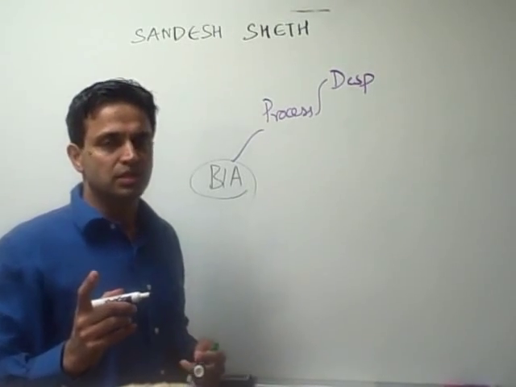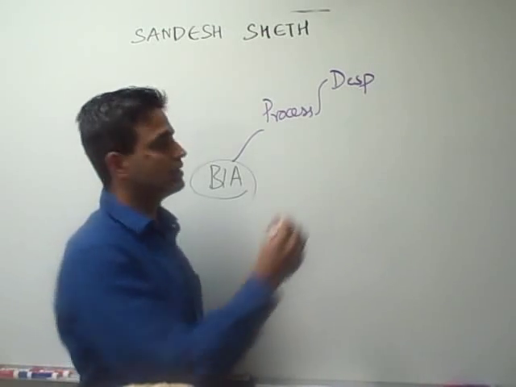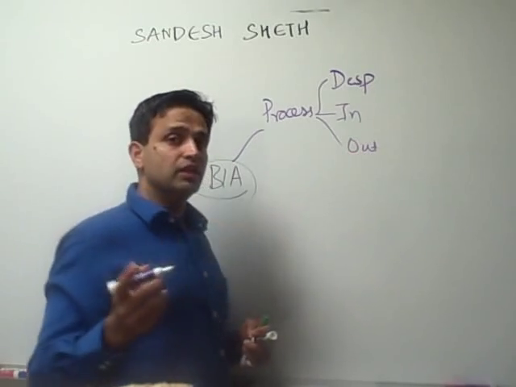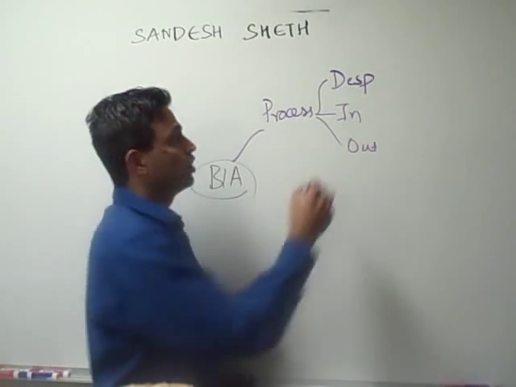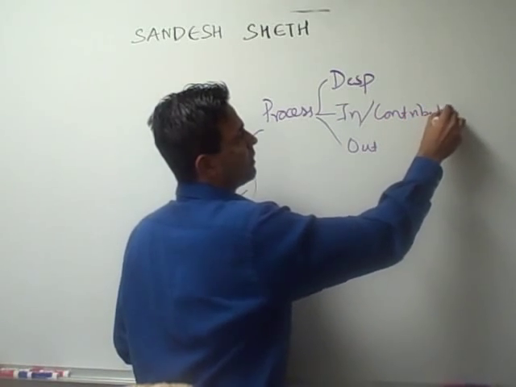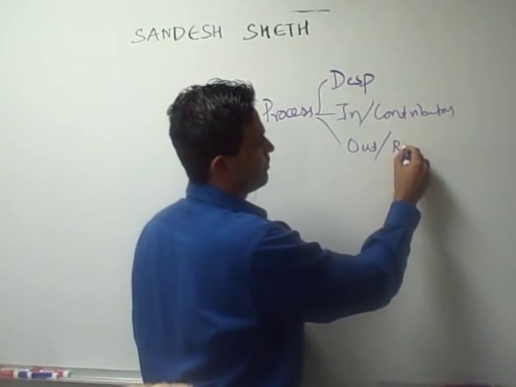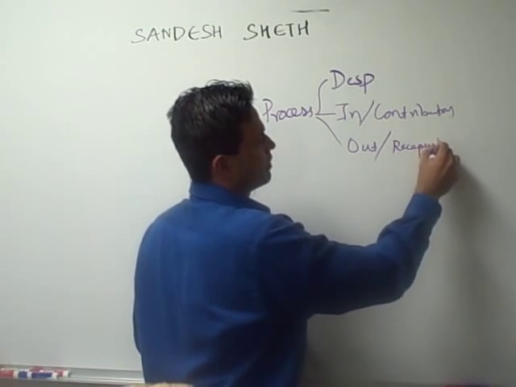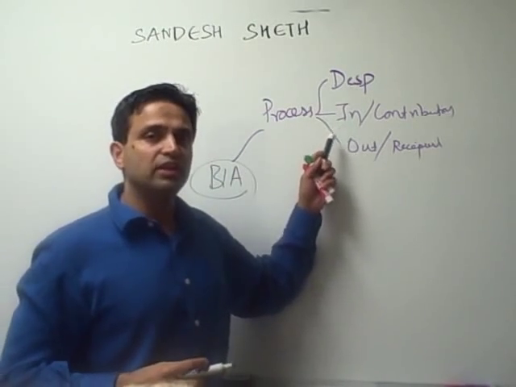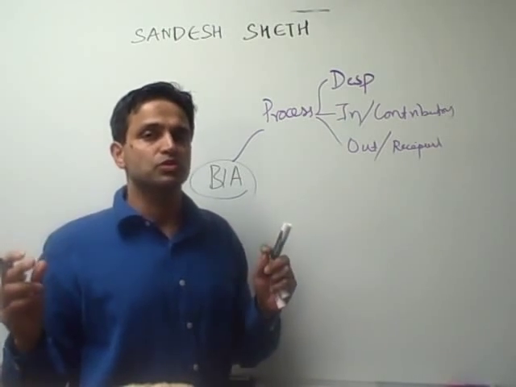The next two things that are important are the inflows and the outflows. The inflows could also be called the contributors, and the outflows are also called recipients. So by identifying the inflows and the outflows, we get a business process value chain.